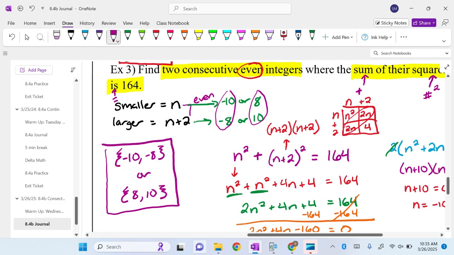Now, I will say that on your Delta Math, you will sometimes see where it says, just give me the positive version of the integers. So if I asked you just for the positive consecutive integers, you would give me the 8 and the 10. If I asked you for the negative, you give me -10, -8. If I don't specify, you give me both.